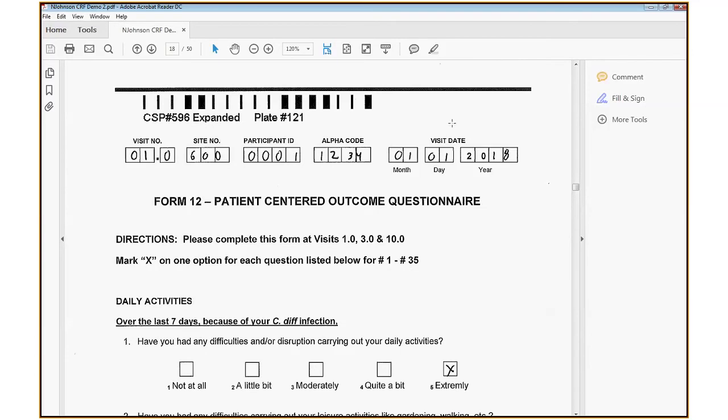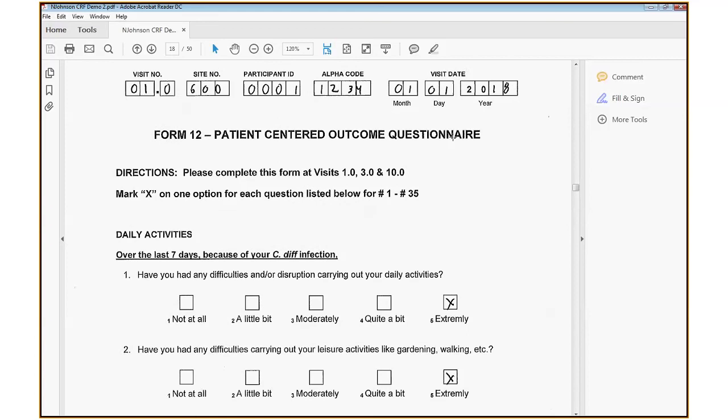The next one is Form 12, Patient-Centered Outcome Questionnaire. This form will be given to the patient, and they will be directed to complete this form to the best of their ability. There are no right or wrong answers to these questions.